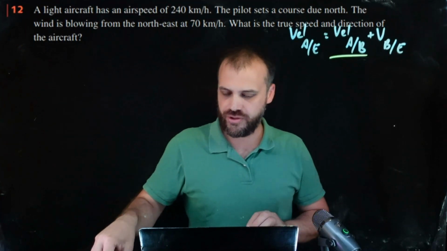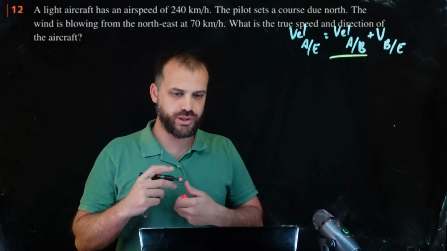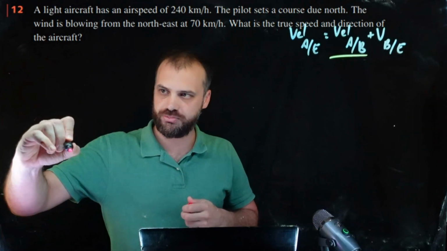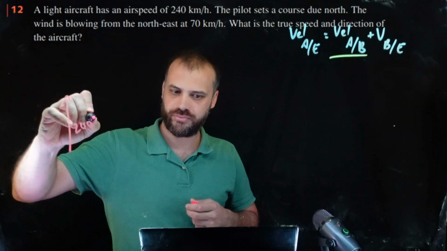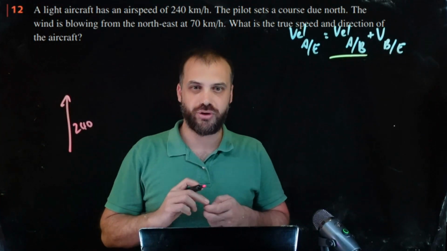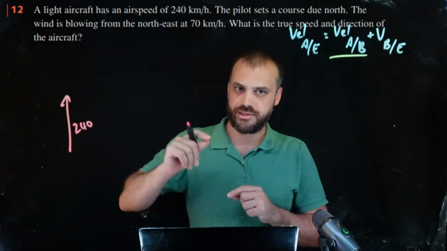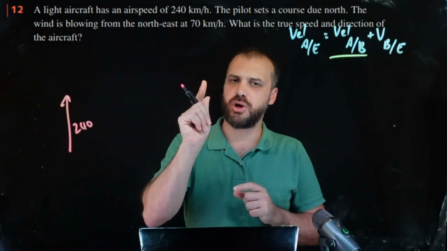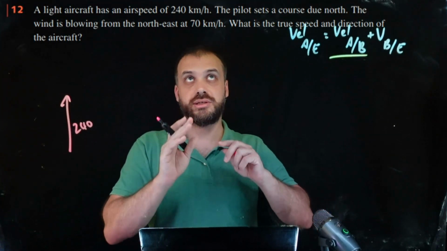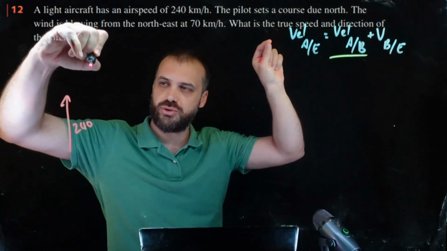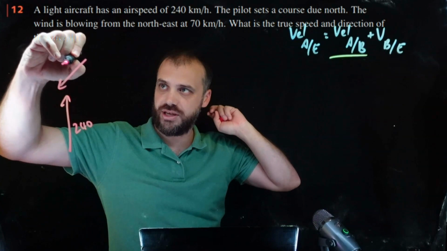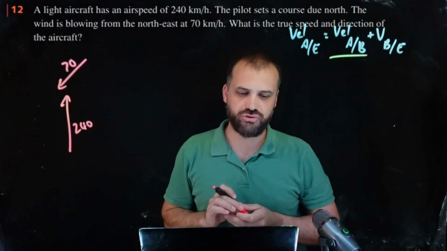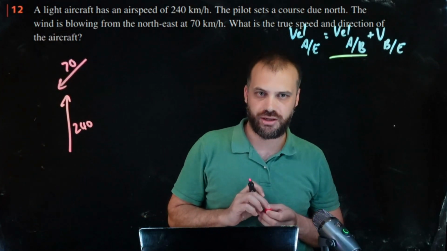A light aircraft has an airspeed of 240 kilometers per hour. The pilot sets a course due north. The wind is blowing from the northeast. So northeast is over there, so the wind is blowing like that at a speed of 70. What is the true speed and direction of the aircraft?